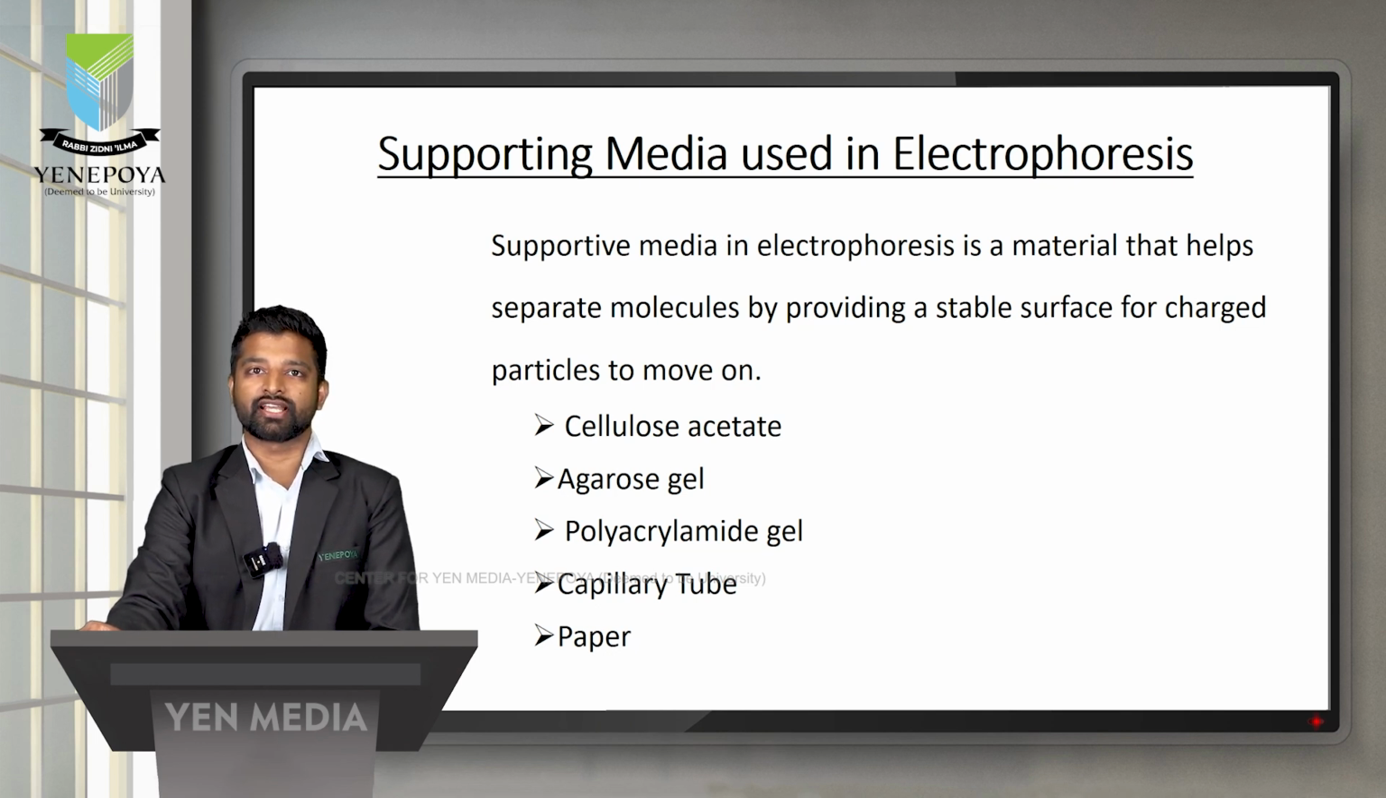If we are using cellulose acetate, we call it cellulose acetate electrophoresis. If we are using agarose gel, we call it agarose gel electrophoresis. If we are using polyacrylamide gel, we call it polyacrylamide gel electrophoresis. If we are using a capillary tube, we call it capillary tube electrophoresis. If we are using paper, we call it paper electrophoresis.